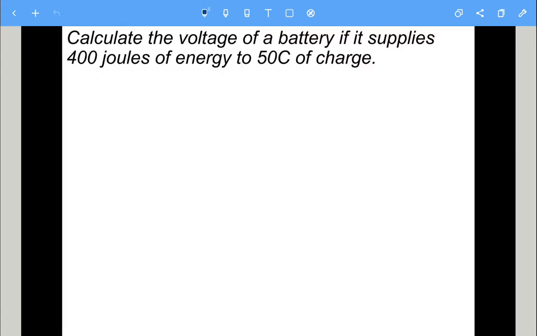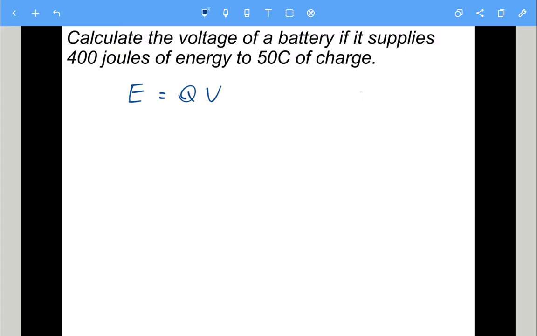Okay, now let's do this practice question. If you want to pause and have a go, I'll take you through the answer anyway. Calculate the voltage of a battery if it supplies 400 joules of energy to 50 coulombs of charge. So we need our equation: E equals Q times V, so electrical energy is charge times voltage.